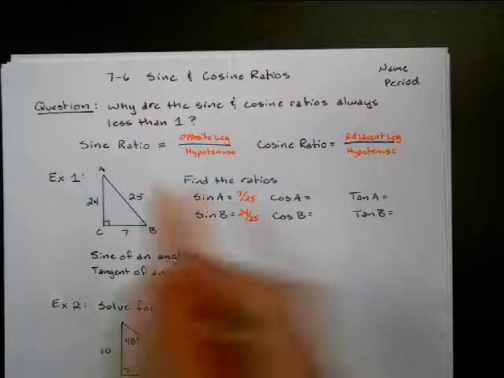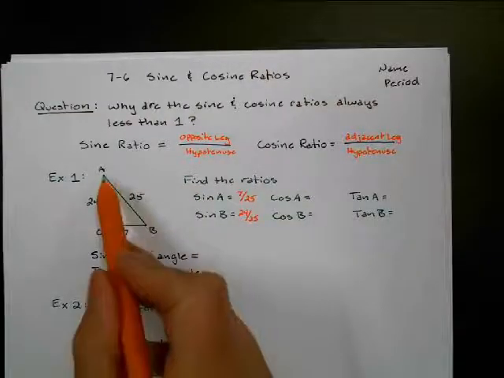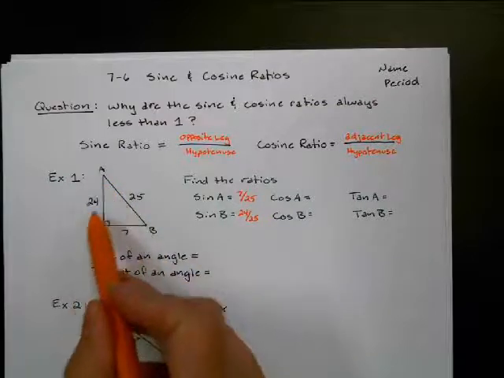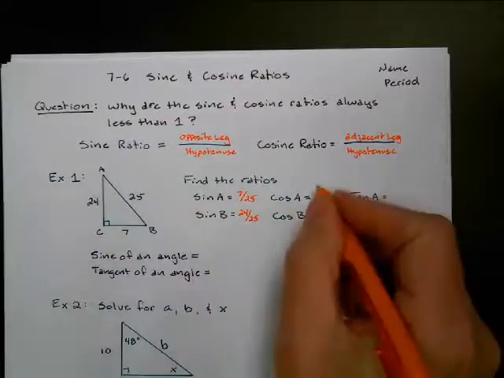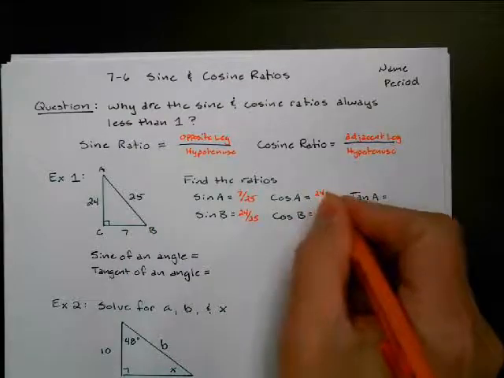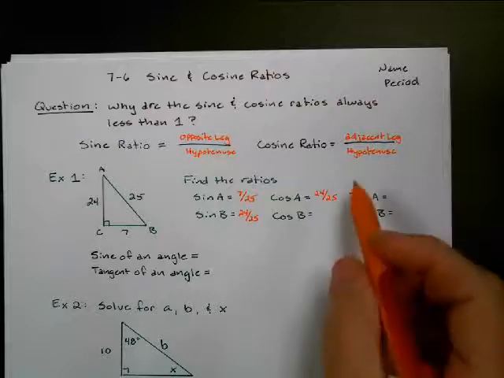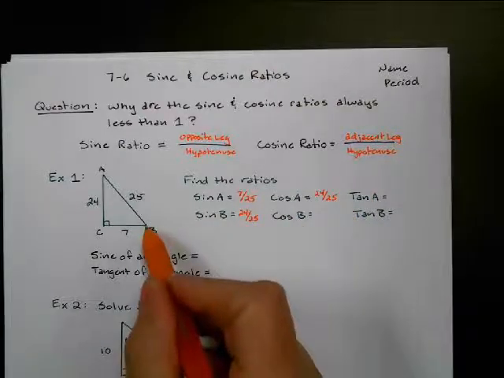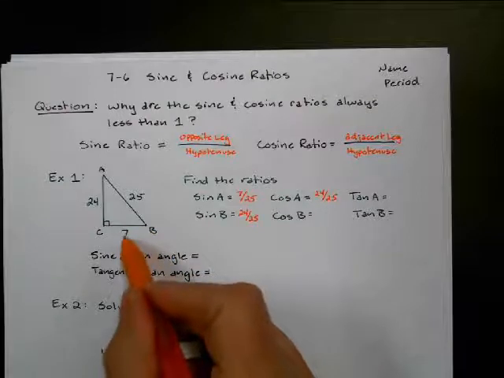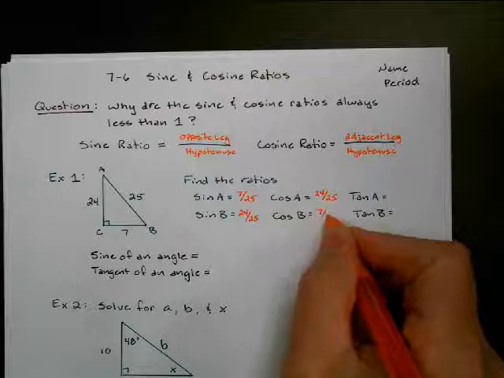Let's do the cosine of A. Cosine of A is the adjacent leg over the hypotenuse. So here's A. The leg that's adjacent is this 24, and the hypotenuse is 25. So we get 24 over 25. All right. Cosine of B. So here's B. The adjacent leg is 7. The hypotenuse is 25. So we get 7 over 25.